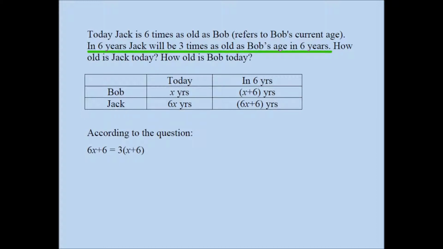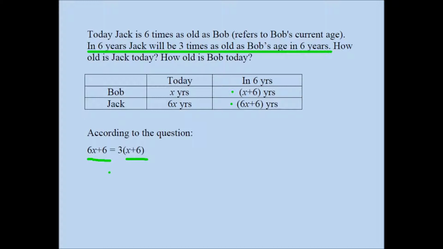Okay, the question says in 6 years, so we are talking about these two quantities. In 6 years, Jack will be 3 times as old as Bob. So this is Jack's age in 6 years, and this is Bob's age in 6 years. And according to the question, Jack's age is 3 times Bob's age. So you have to write it correctly, and you have to make sure you genuinely understand this part.